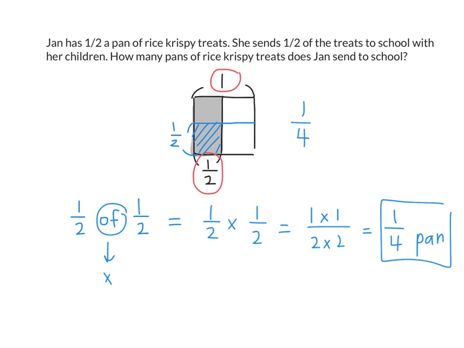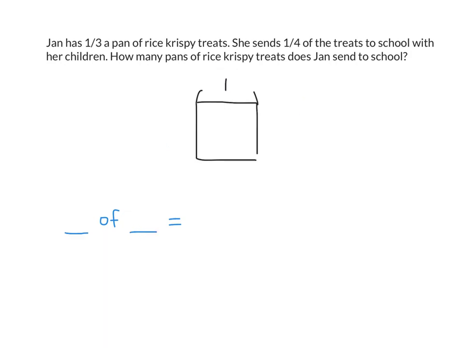Here, for the first time today, we are multiplying a unit fraction, 1/2, by another unit fraction, 1/2. We need to be able to do it using pictures and numbers. This time, Jan has made 1/3 of a pan. She's not as generous anymore. She no longer is willing to send half of everything she has. She's only wanting to send 1/4 of what she has to school. Okay, we want to find out how many pans she makes to school.